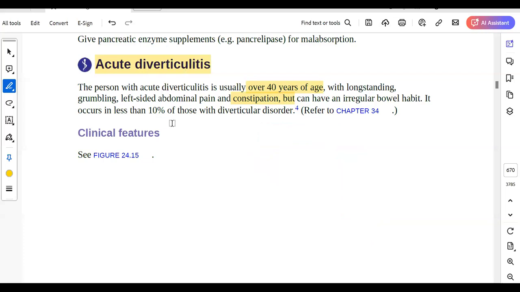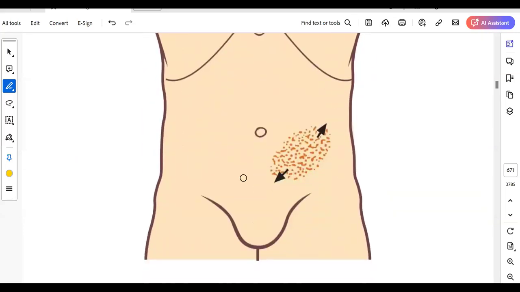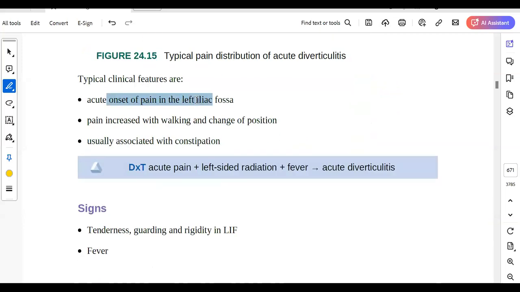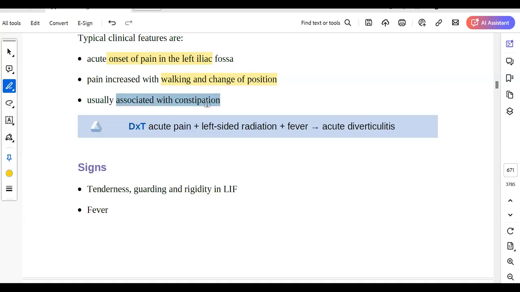Okay, so that's the main way of having diverticulitis. Long-standing constipation and left iliac fossa pain is common. So how will the patient come? Above 40, coming to you with a sudden onset of left iliac fossa pain. The pain can get worse with walking or change of position, usually associated with constipation, and the patient will have systemic features. Fever, nausea, vomiting are very common. So sudden onset of left iliac fossa pain, tenderness, history of constipation, and fever, nausea, vomiting: that is acute diverticulitis.